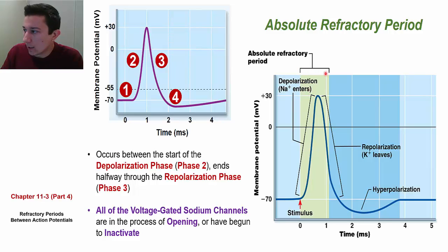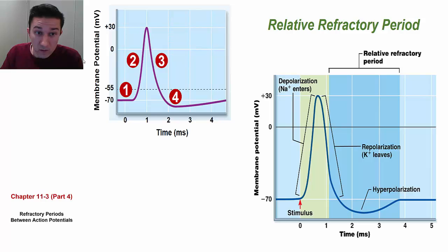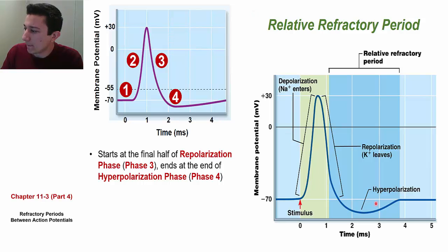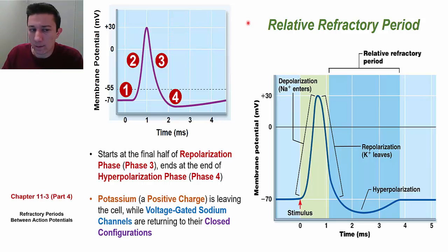And in this graph, those two time points that I mentioned, the start of our depolarization and halfway through our repolarization phase, are represented by this green highlighted region here. So that's all the absolute refractory period. We'll switch our focus now to the relative refractory period. That's this darker blue region here that begins about halfway through our repolarization phase and ends at the end of the hyperpolarization phase, when our membrane voltage returns back to resting membrane voltage at minus 70 millivolts. So what's going on at this point in time?